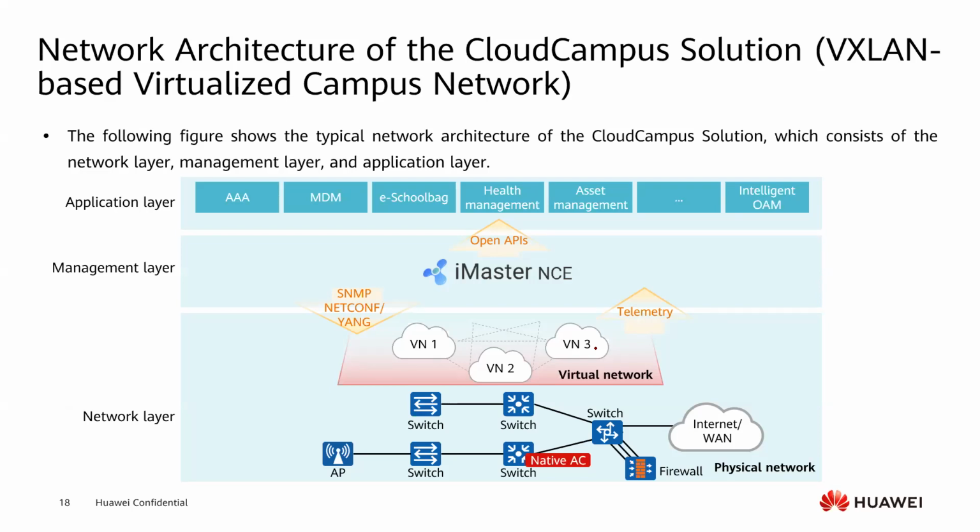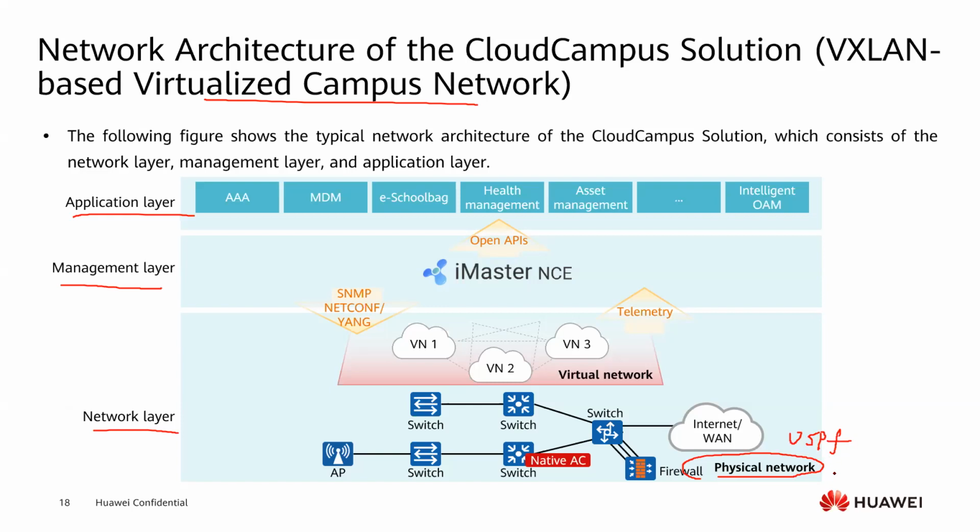We just want to establish a VXLAN-based virtualized campus network. And on this campus network, we will separate the whole network into 3 parts. One is the network layer, another is the management layer, and then the application layer. For the network layer, it will be separated into 2 parts. One is the physical network. The physical network is established by the real devices, and it will run such as OSPF to make intercommunication between all of the devices.